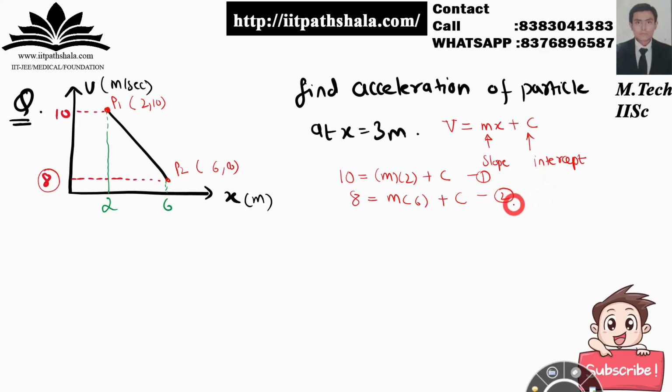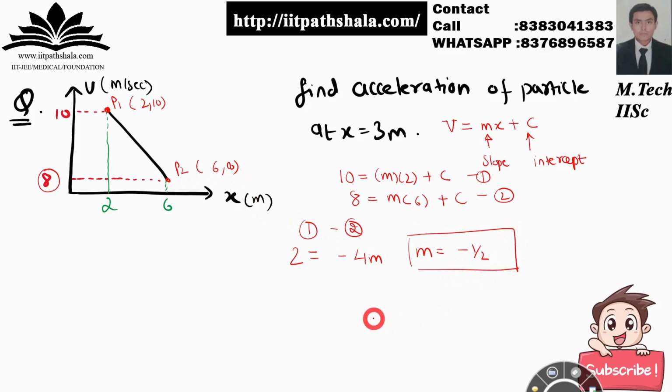Now using the elimination method which you have studied in the 9th class or even the 5th class, you can find the values of m and c from these two equations. I am just subtracting the first equation from the second, and I am left with 2 equal to minus 4m. So I have the value of my tan theta as minus 1 by 2, and it is evident from the graph that the angle is an obtuse angle. Hence I am getting a negative slope over here.